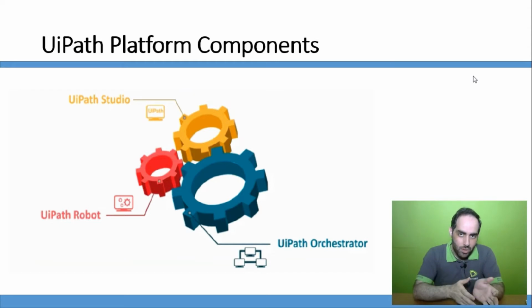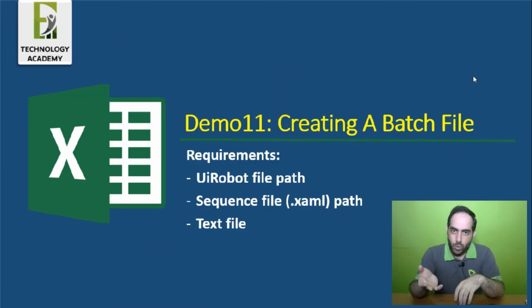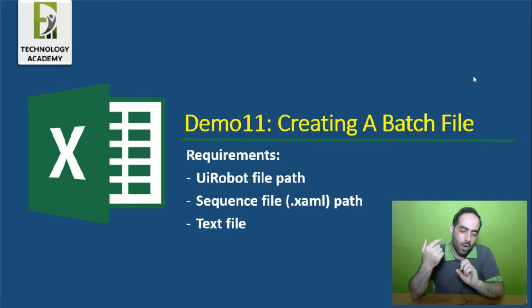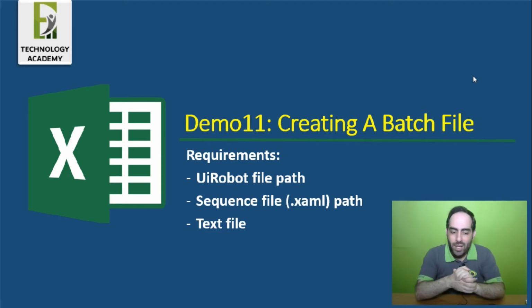So to create a batch file, I need the UiPath Robot. I don't need UiPath Studio. Studio is just to create and design, but for executing, I need UiPath Robot. There are three elements in this project. We need UiPath Robot. We also want to know exactly which automation we want to make into a batch file. And then we need to specify all of this information in one text file, and we will convert the text file to a batch file.